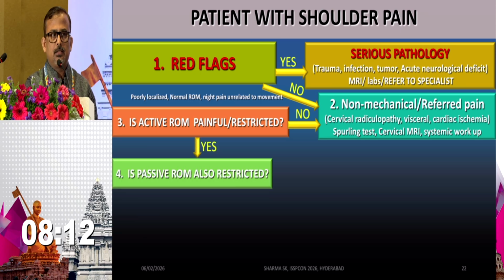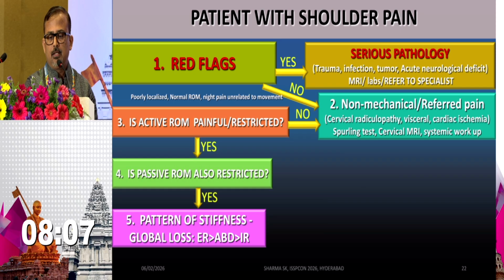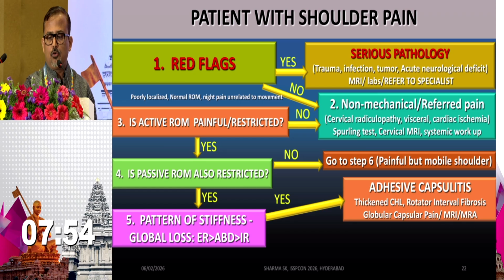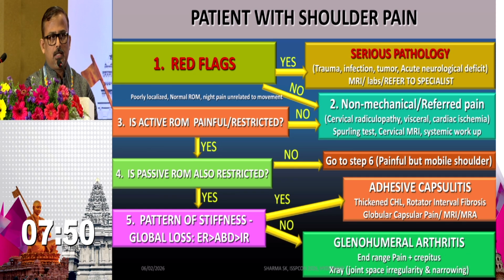If it's a yes, then take the passive range of motion. If that's also restricted, then if it's a yes, you have to check whether the pattern of stiffness is global or not. And if not, then you go to the 6th step, which is the next slide. And if the pattern is global, then think of adhesive capsulitis. And if it's a no and corroborating with the X-ray, then it's a glenohumeral arthritis.